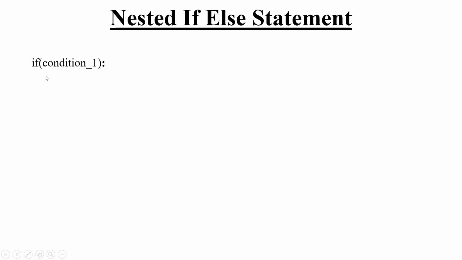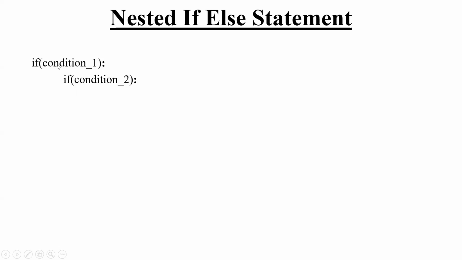So here you can see the condition. If is a keyword, and here you put the condition with the colon. After that, by giving indentation, indent is required here. After that, one more if statement is coming. So this is a parent, and this is the child. The first if statement acts as a parent, and the second if statement acts as a child.